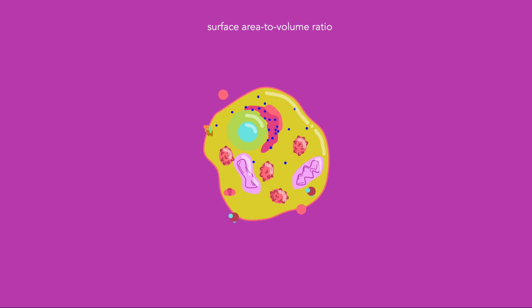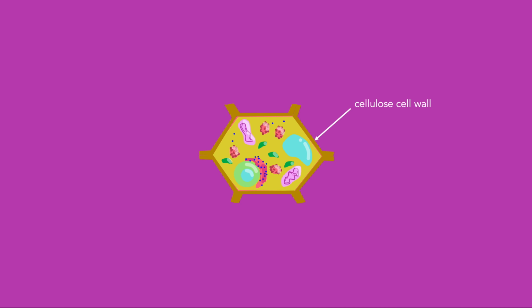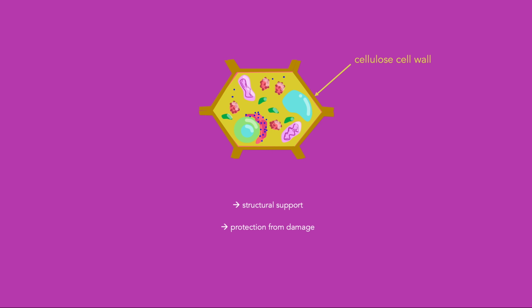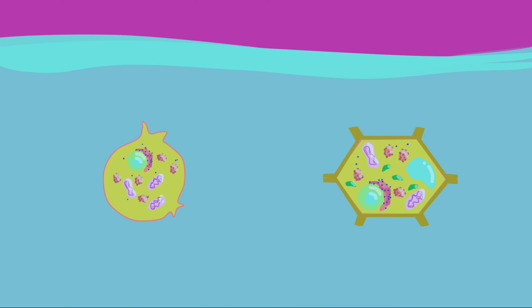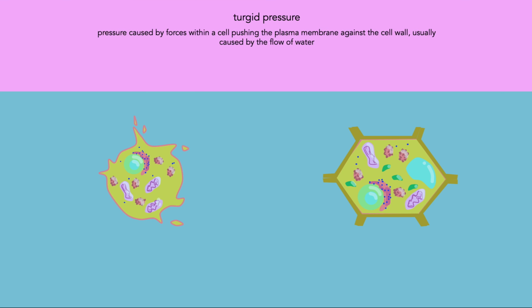The larger a cell grows, the lower its surface area to volume ratio, which is why cells are so small. While the membrane is the only structure enclosing animal cells, plant cells have an additional cell wall. This cellulose cell wall allows the cell to hold its shape and also protects it from mechanical damage. This is the reason why an animal cell will lyse when it contains too much water, while a plant cell will not. In fact, plants rely on turgid pressure to maintain their structure.